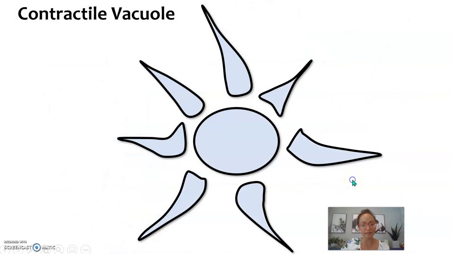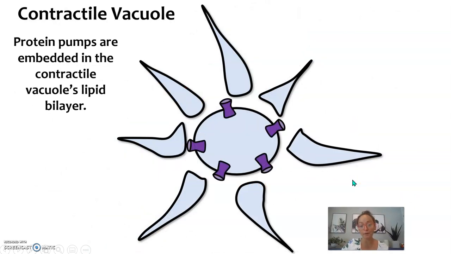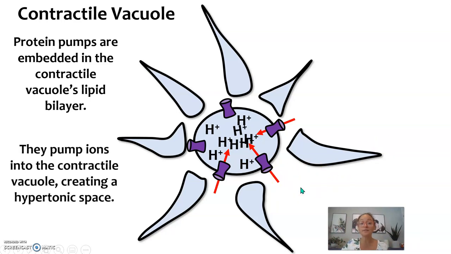So in the lipid bilayer of the contractile vacuole, there are protein pumps. Now, I use the word pump because these proteins are going to use active transport. So this is earlier in Unit 2. So they're going to be pumping ions, in this case hydrogen ions, against the concentration gradient from a low concentration outside in their cytoplasm. Remember, this is all happening within a paramecium. So going from a lower concentration to a higher concentration. So by using active transport for this, they are creating a hypertonic space within that contractile vacuole.